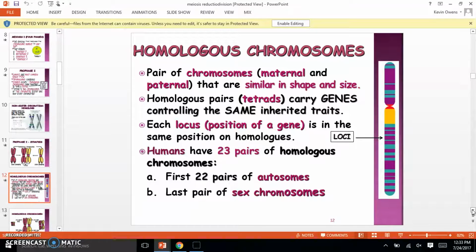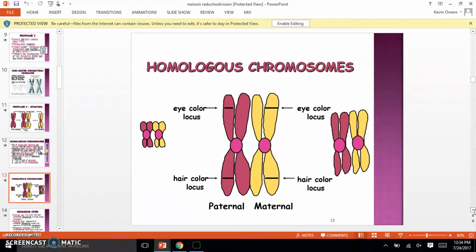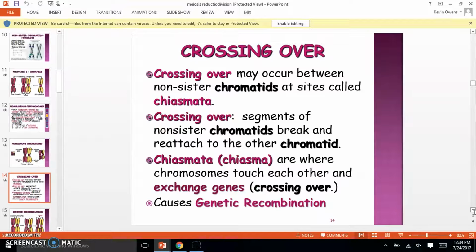Pairs of homologous chromosomes are pairs of chromosomes, maternal and paternal, that are similar in shape and size. They carry genes controlling the same inherited traits. Each locus, the position of a gene, is in the same position on the homologs. Humans have 23 pairs of homologous chromosomes. The first 22 are autosomes, meaning body chromosomes, and the last pair are sex chromosomes. This is your X or your Y. And there you see eye color is located at the same spot, along with hair color. Now, in a lot of studies you'll see that hair color and eye color are also multigenic, meaning that there's more than one gene that codes for a specific eye color.